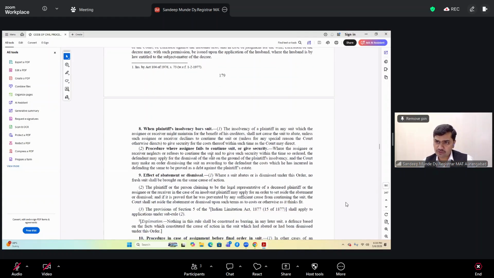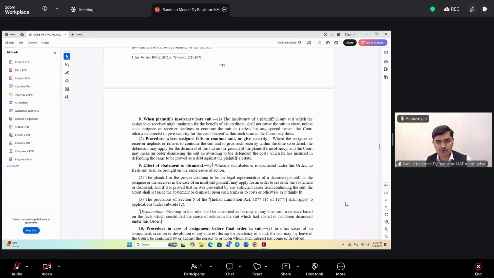Order 22 Rule 9 is the important rule which states the effect of abatement or dismissal. What is the effect of the abatement or the dismissal? Can the decree passed against the dead person be maintainable? Absolutely not maintainable. So where a suit abates or is dismissed under this order, no fresh suit shall be brought on the same cause of action.